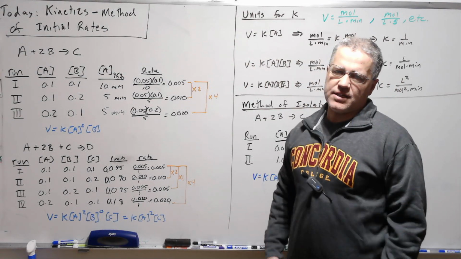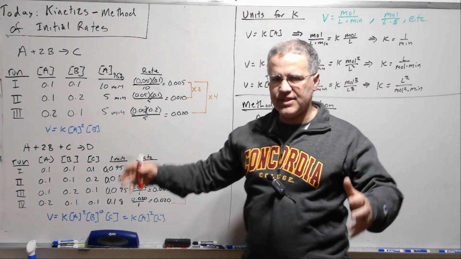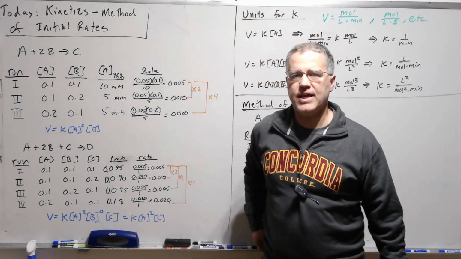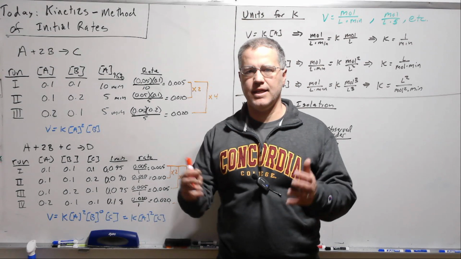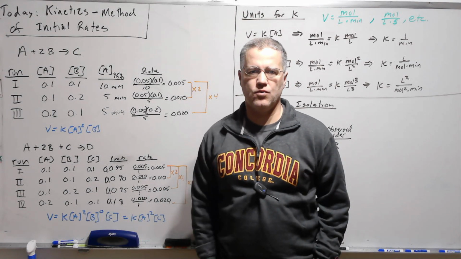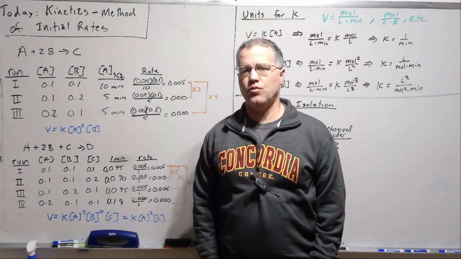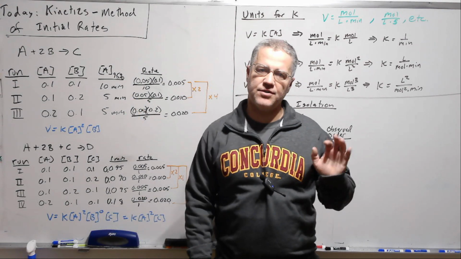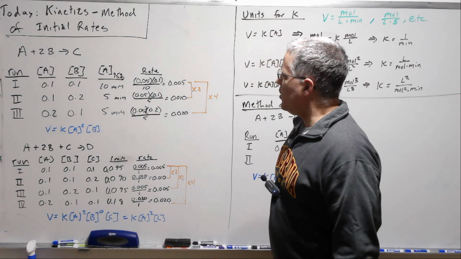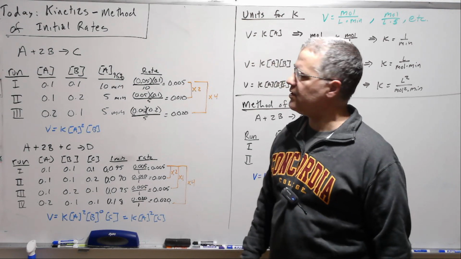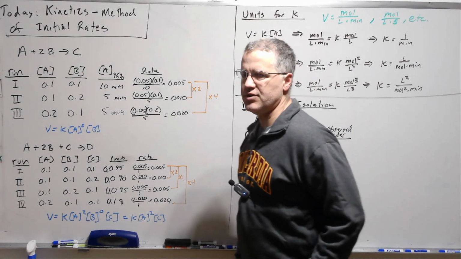Last time we talked a little bit about kinetics in general, and we ended with the idea that there are two distinct ways of getting the rate law. One of these is the method of initial rates, and the other is the integrated rate law, which we'll talk about next time. So the best way to learn about the method of initial rates is to do some examples.